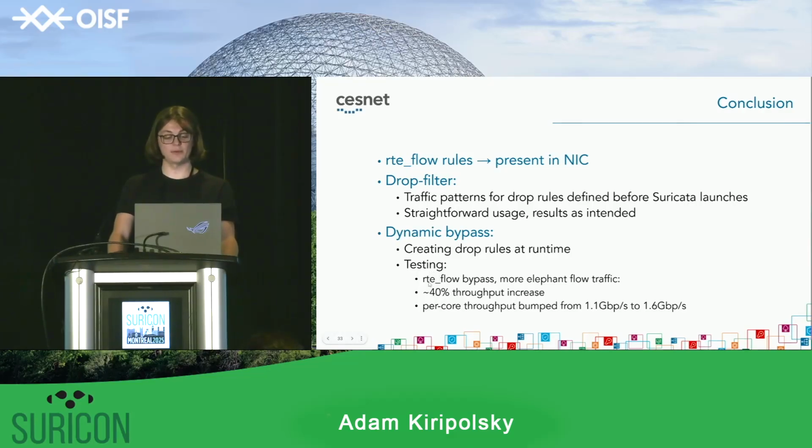And with the testing, in the environment with more elephant flows than shorter flows, we have achieved around a 40% throughput increase, and we bumped the performance per core from 1 gigabit per second to around 1.6 gigabits per second.